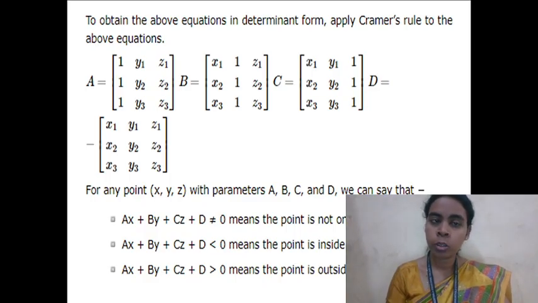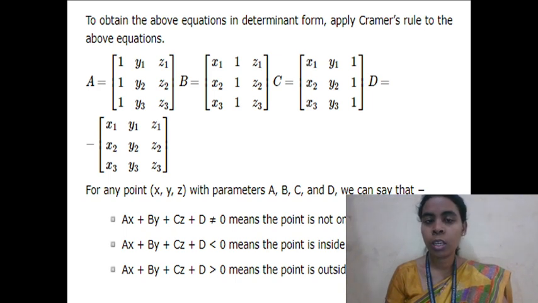B = |x1 1 z1; x2 1 z2; x3 1 z3|, and C = |x1 y1 1; x2 y2 1; x3 y3 1|. Then D = minus of |x1 y1 z1; x2 y2 z2; x3 y3 z3|, for any point x, y, z with the parameters a, b, c and d.